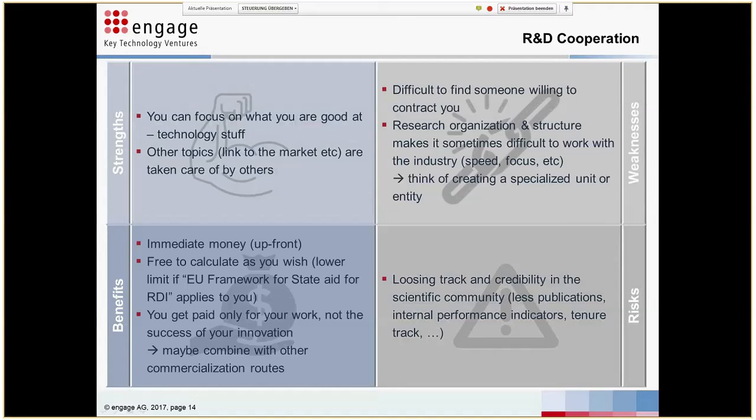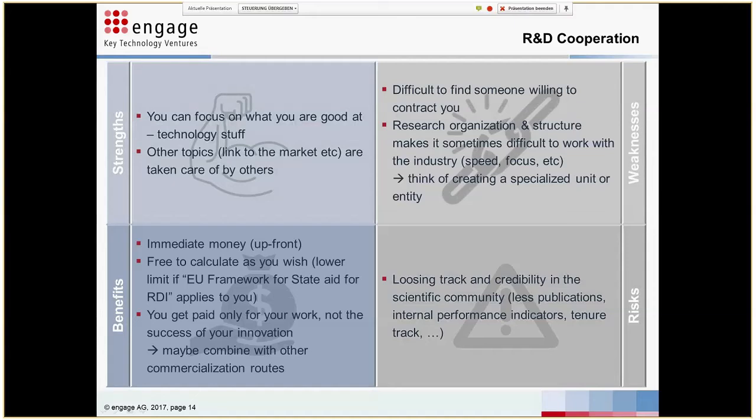The good side is you can still focus on what you're good at, technological stuff, development work, etc. And the other things, the commercial things, are taken care of by your industrial customer. Of course, the downside is it's difficult to find someone willing to contract you. Not only because it's difficult to find a customer, but it's also difficult to convince them that a public research organization is actually able to meet the needs of a company.